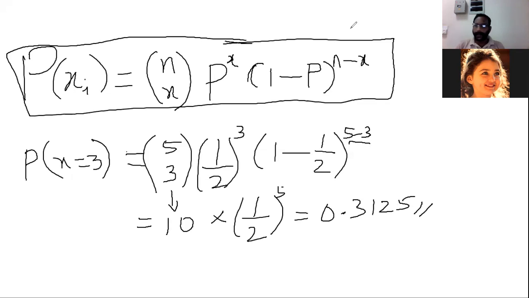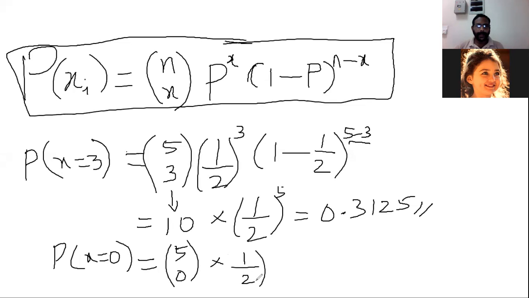So we can find out the value for the rest as well. Right? Can somebody find the value for probability of x equal 0? How can we write this? 5 choose 0, into half to the power 0, into 1 minus half to the power, again the same example, 5 minus 0. Right? 5 minus 0. So shall I clear this to go to the next step to find out the answer? Yes. So what is the next step?